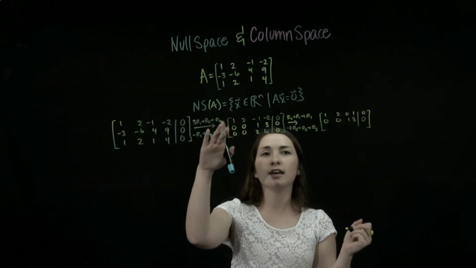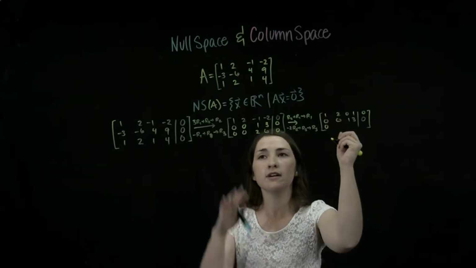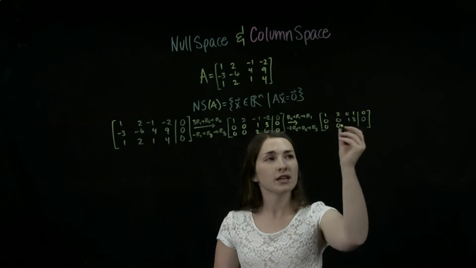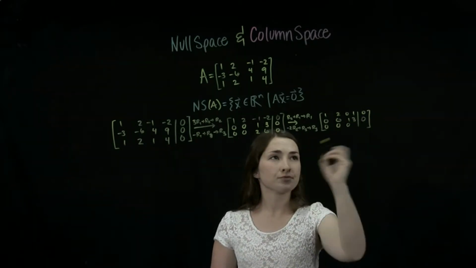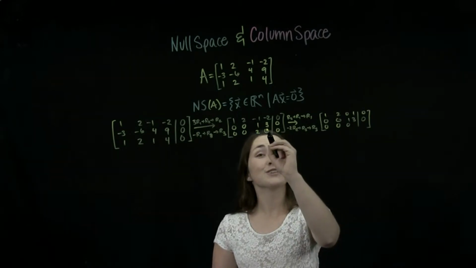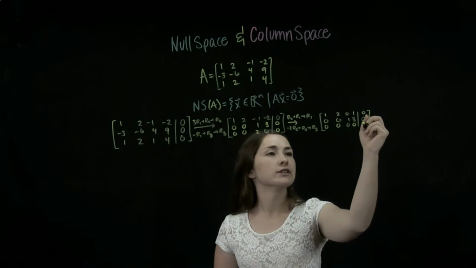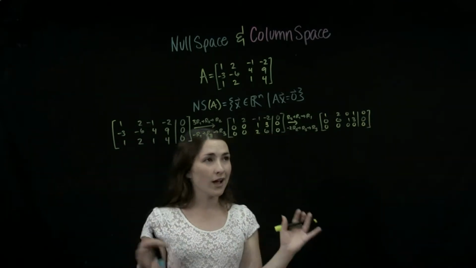And then we're going to have negative 2 times row 2 plus row 3. So negative 2 times 0 plus 0 is 0. Negative 2 times 0 plus 0 is 0. Negative 2 times 1 plus 2 is 0. Negative 2 times 3 plus 6 is 0. And then negative 2 times 0 plus 0 is 0. So this is our matrix in reduced row echelon form.